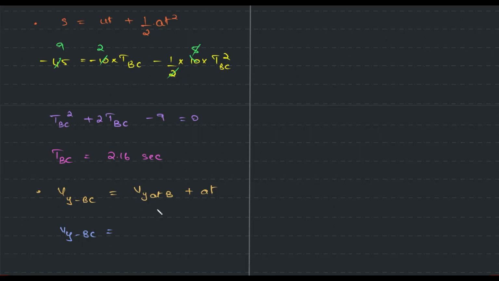So this we know, this is at Y, it is 10. And this is minus 10 into 2.16. So this will be minus 21.6 meter per second, indicating it is, oh sorry, 31.6, indicating it's pointing downwards. And finally, we have V at C in terms of magnitude is equal to root of 31.6 square plus 10 root 3 square.